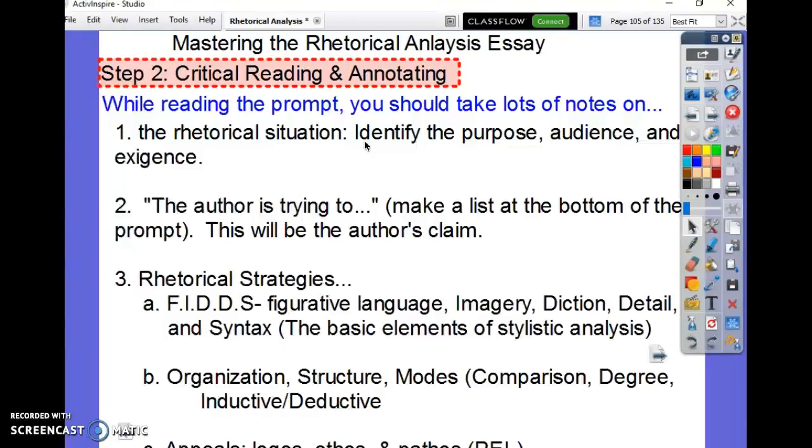I'm going to talk to you about some of the timing on the next slide, but you have a limited amount of time to read the prompt, figure out what it's saying, and figure out what strategies you're going to talk about. If you are not actually making notes on the paper, more than just underlining, then you're going to have to go back and reread sections, which you just don't have time for. So make sure that you take lots of notes.